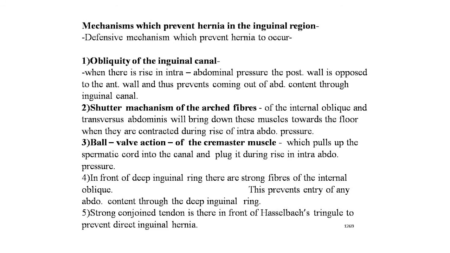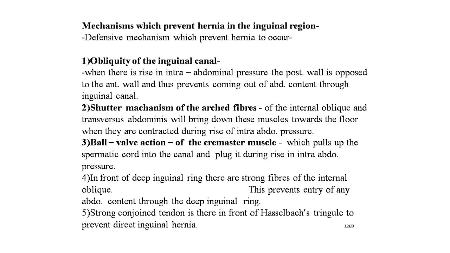The second mechanism to prevent inguinal hernia is the shutter mechanism of the arched fibers of the internal oblique and transversus abdominis, which will bring down these muscles towards the floor when they are contracted during a rise of intra-abdominal pressure. The third mechanism is the ball valve action of the cremasteric muscle, which pulls up the spermatic cord into the canal and plugs it during a rise in intra-abdominal pressure.